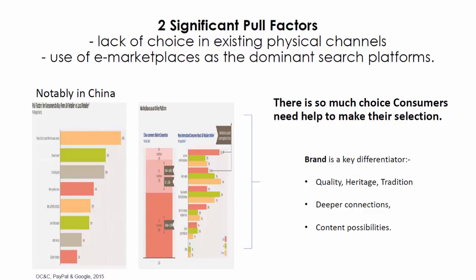So what this means is brand is a key differentiator, and brand is a word laced with lots and lots of meaning. But essentially, if we were to boil it down to a very simple set of criteria, it's about quality, heritage, especially in this worldwide context, and through that possibly tradition as well, if you can sort of lean into that and use that as an equity.